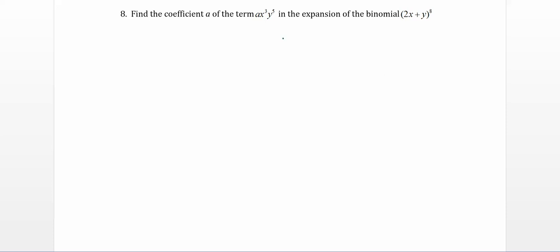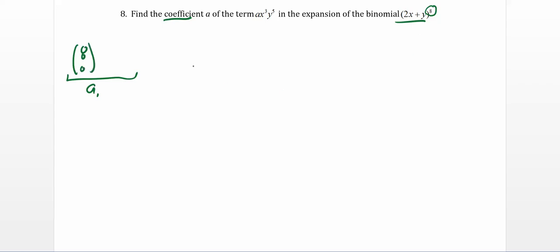Okay, so we're asked to find the coefficient a in the x to the third, y to the fifth expansion of the binomial. Okay, so you've got to remember how the binomial theorem works, right? We first notice that we have an exponent to the eighth power. So the very first term that we're going to have, a sub 1, is going to be 8 choose 0.